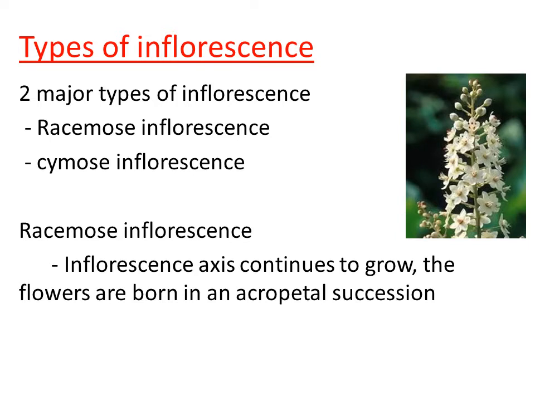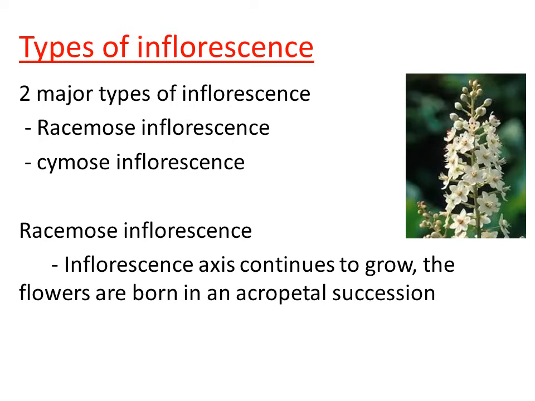Here the flowers are arranged like this. You can notice I have given one inflorescence. Older flowers occupy the base of the inflorescence axis, and younger flowers occupy the tip region. This kind of arrangement is called acropetal succession, and you can notice the tip of the inflorescence axis in the diagram. It keeps on adding new flowers to the plant, right? So this kind of inflorescence we call racemose inflorescence. Clear?